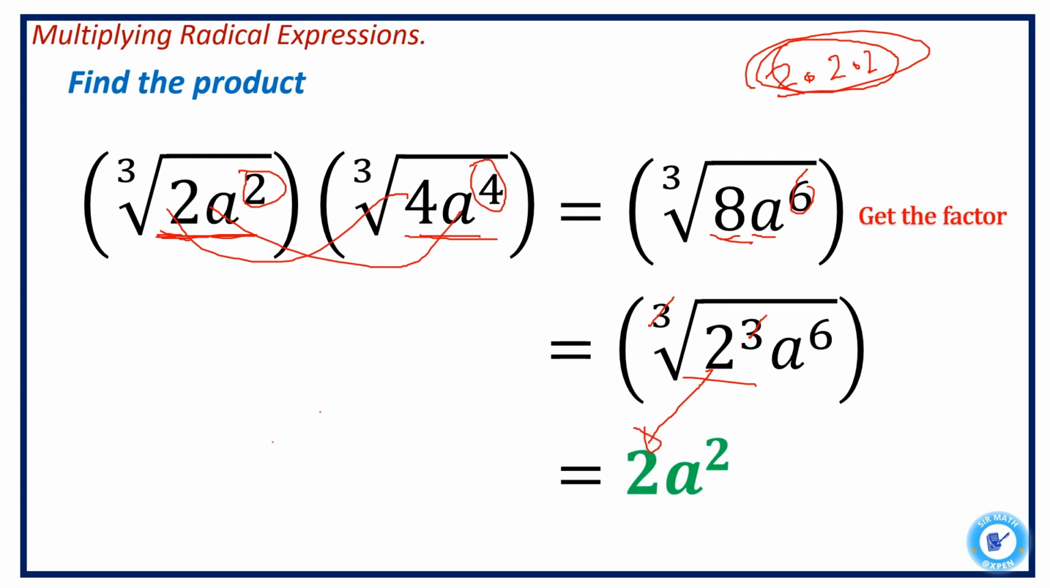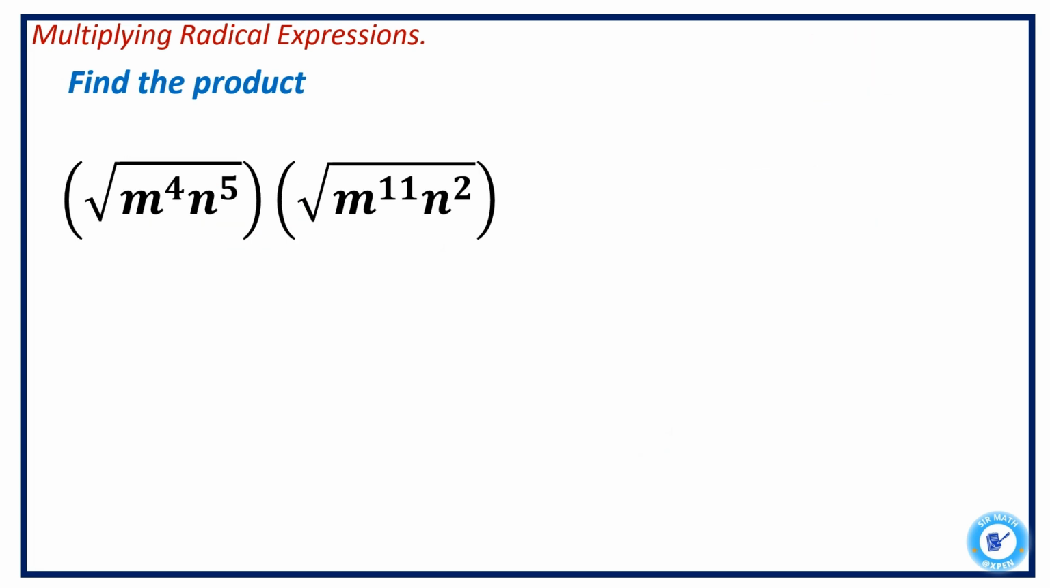Then, in terms of the variable, just divide this by the index. That's equal to 6 divided by 3, that's equal to 2. And therefore, that's equal to a squared. That's your final answer.